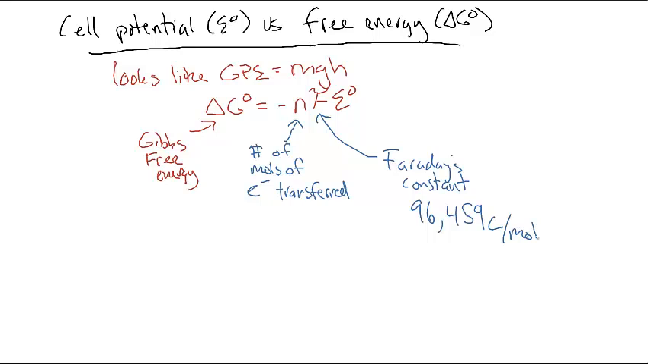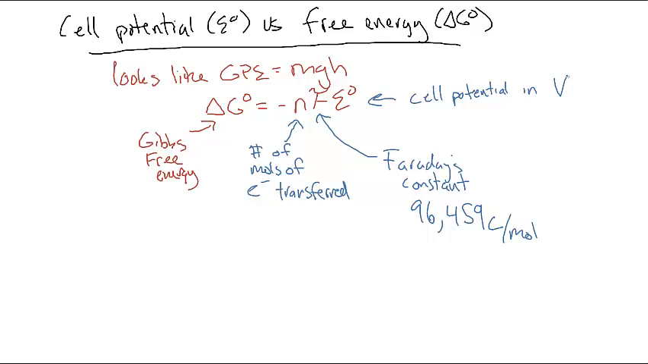Okay, this is Faraday's constant, which is 96,459 coulombs per mole. What does coulombs measure? Charge. All right. E naught is the cell potential in volts. So if you have your E naught value and you have the number of moles transferred, you can find the Gibbs free energy for a cell, for a redox reaction.